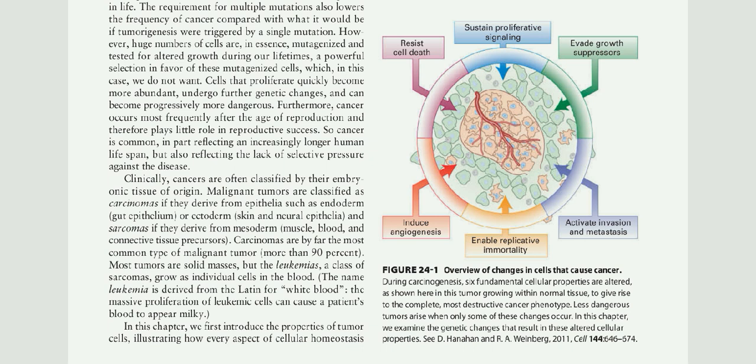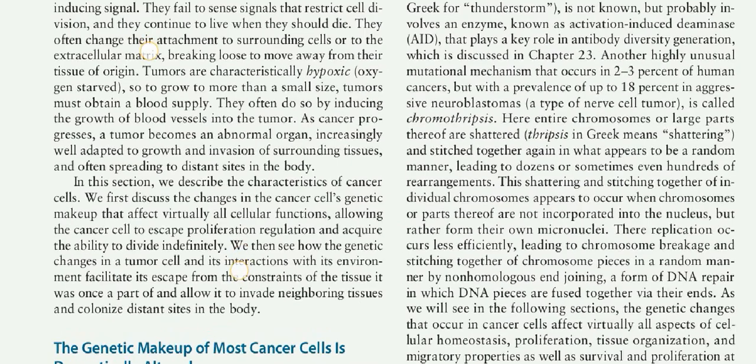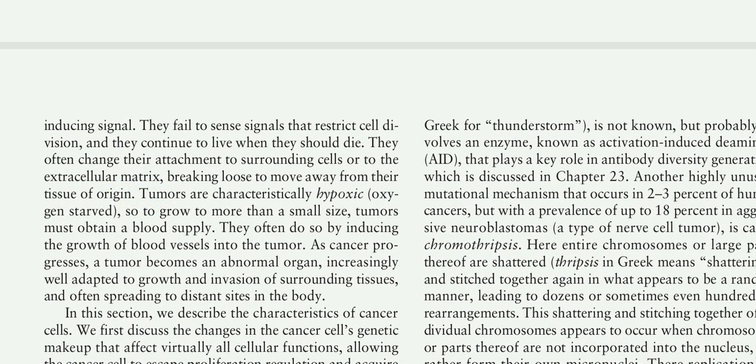In this chapter, we examine the genetic changes that result in these altered cellular properties: resist cell death, sustain proliferative signaling, evade growth suppressors, activate invasion and metastasis, enable replicative immortality, and induce angiogenesis. So that's what is happening here. Later, they fail to send signals that restrict cell division and they continue to live when they should die.